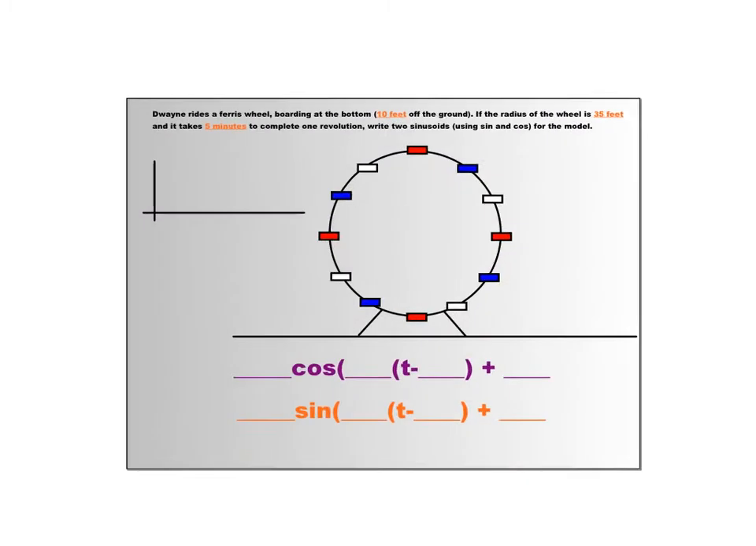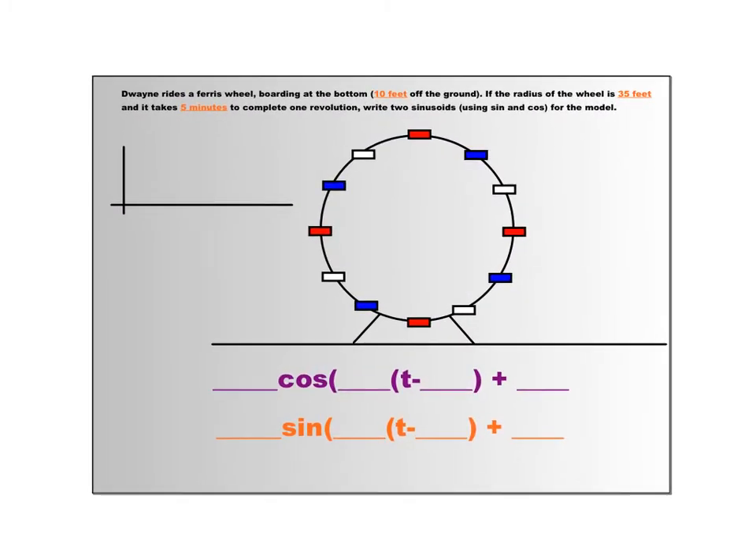So today we're going to be given a word problem and we're going to construct a model for it. We've exclusively been using cosine, but you can also use sine. So I really like this problem because we're going to be able to tackle both in one problem. So Dwayne is riding a Ferris wheel. The Ferris wheel boards at 10 feet from the ground and the radius is 35 feet. It takes 5 minutes to complete one revolution. We're going to write a sine and a cosine model for this Ferris wheel.